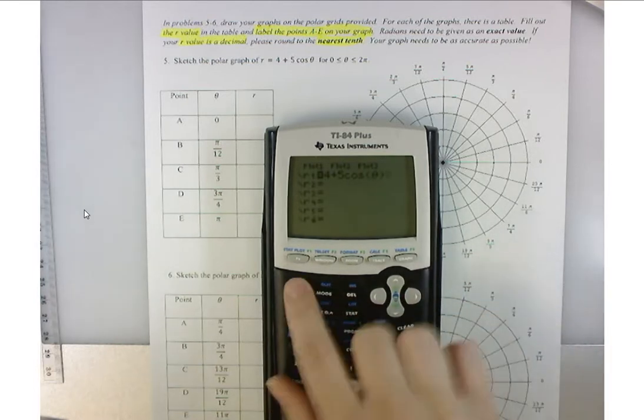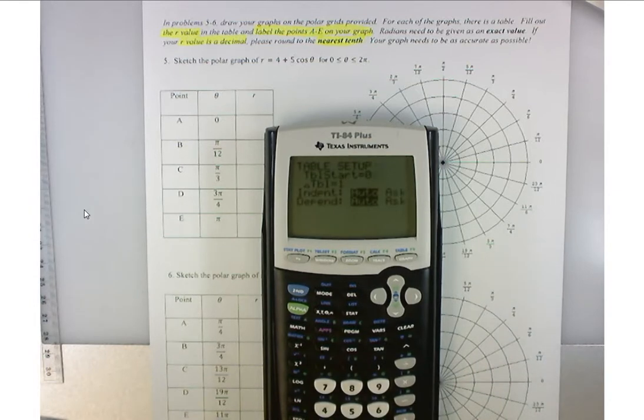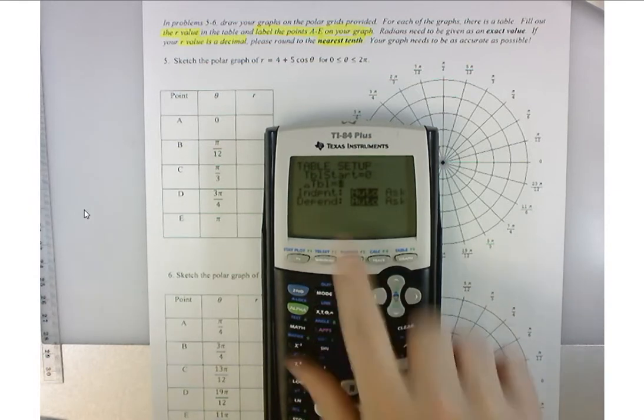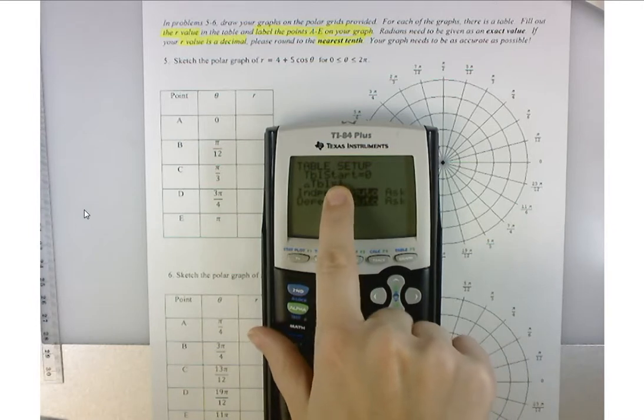Okay, and then I'm going to go to my table set. I'm going to start at 0. And then remember, what do I want my table to go up by? Pi over 12, because pi over 12 represents what?